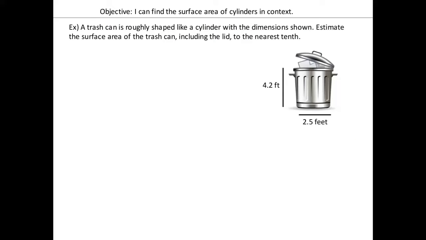So if we look at our first example, it says we have a trash can. It's roughly shaped like a cylinder with the dimensions shown, and we're supposed to estimate the surface area of the trash can, including the lid, to the nearest tenth. So you're doing the whole trash can, top and bottom, okay?